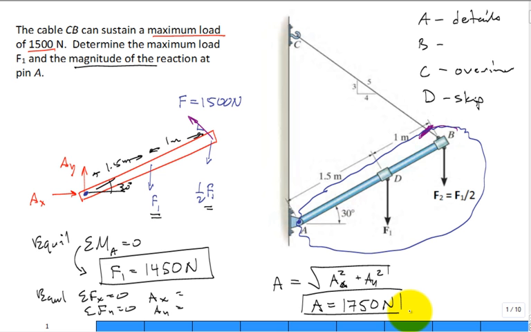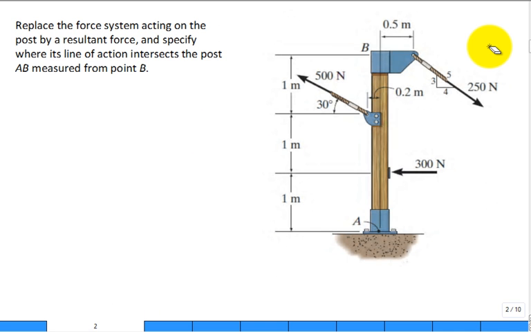So that problem's done. Hopefully you can do a problem like that for the exam. Press forward. For this problem, it asks us to replace the force system acting on the post by a resultant force. Let's pause for a minute right there. How many forces act on this post system? There's 3 forces. We can number them. They didn't label them, but you could talk about F1, F2, and F3. So you're going to replace those 3 forces by an equivalent resultant force.